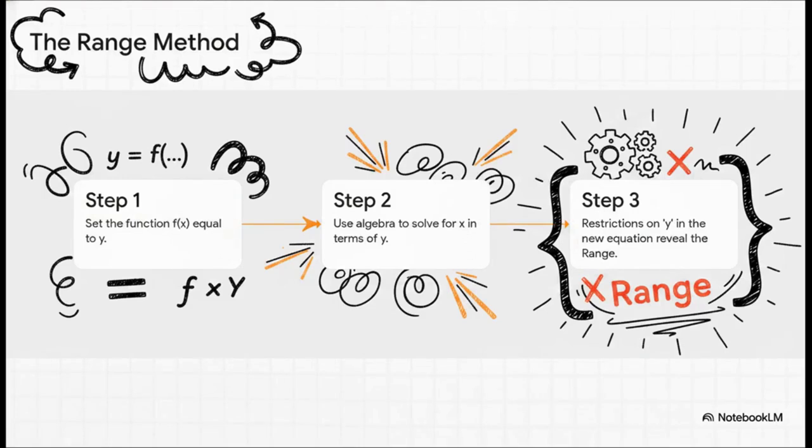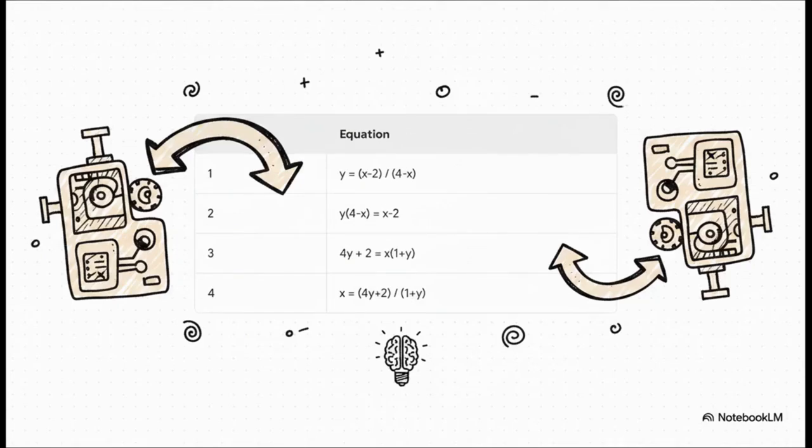First, you just replace the f of x with a y. Easy enough. Second, you use your algebra skills to shuffle things around and solve the equation for x instead of y. And then for the final, clever step, you just look at this new rearranged equation and see if there are any restrictions on y. Whatever those restrictions are, well, that's the range of the original function. It's pretty neat.